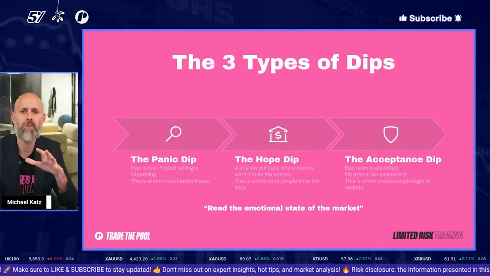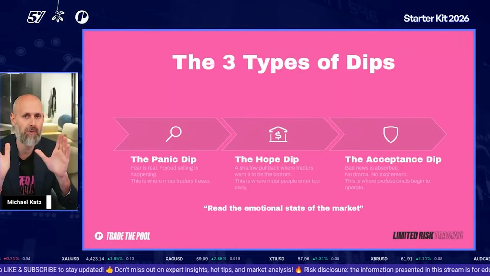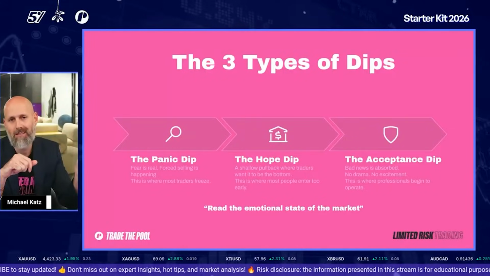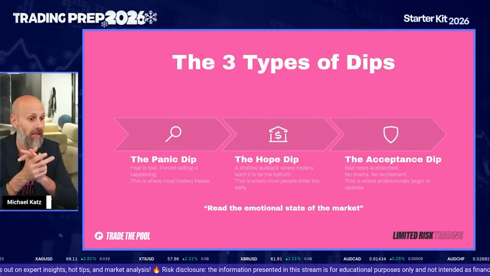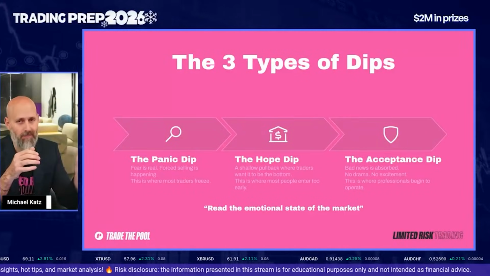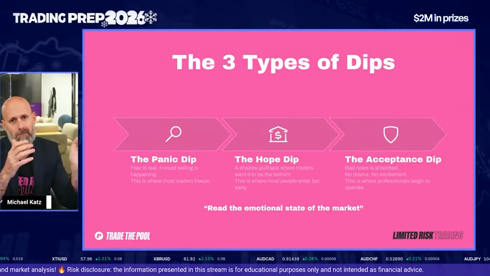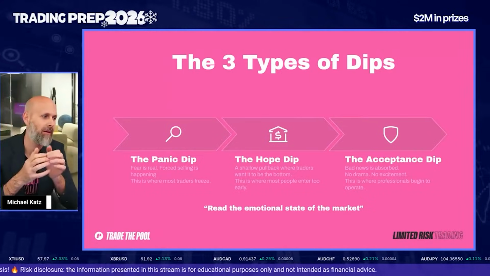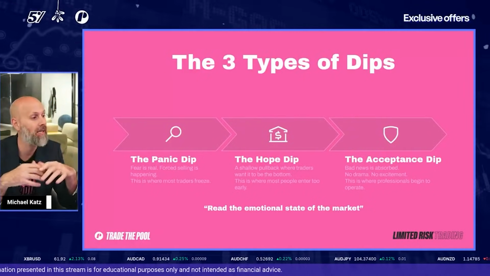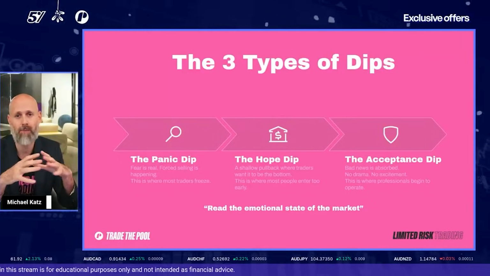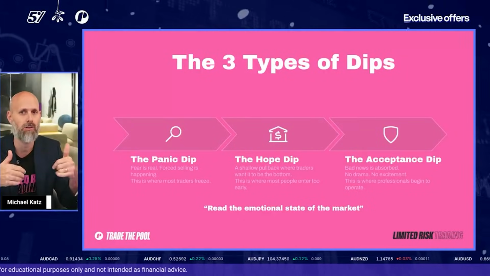So 3 types of dips. That's the main thing we need to remember. We have the panic dip, we have the hope, and then we have the expectancy, right? So the panic dip is where fear is real, meaning we see forced selling, the price is declining rapidly. This is what happened at the beginning of the stage of the dip.